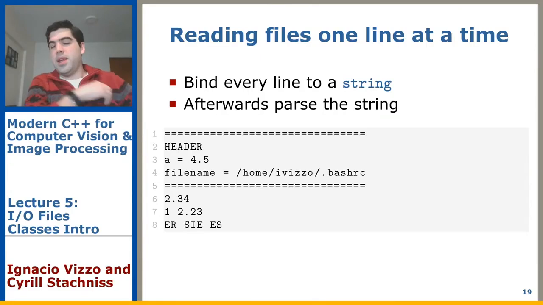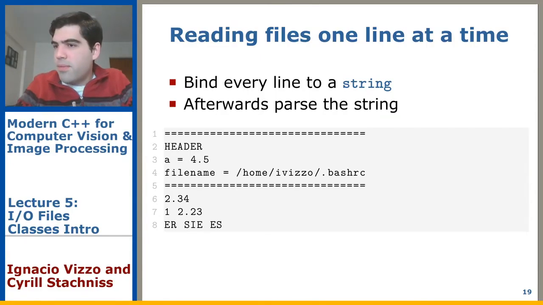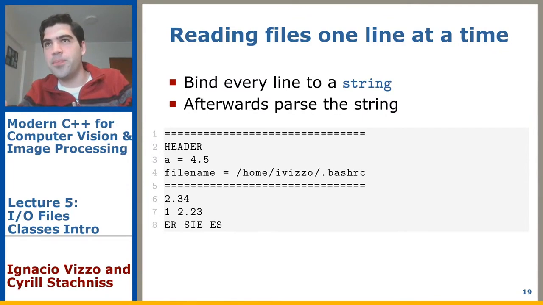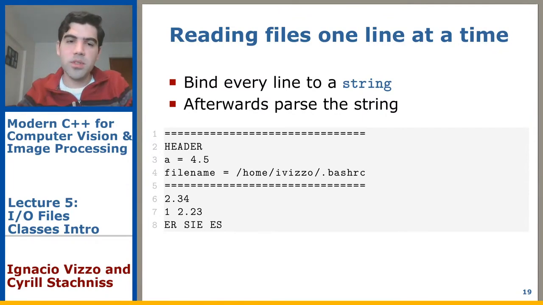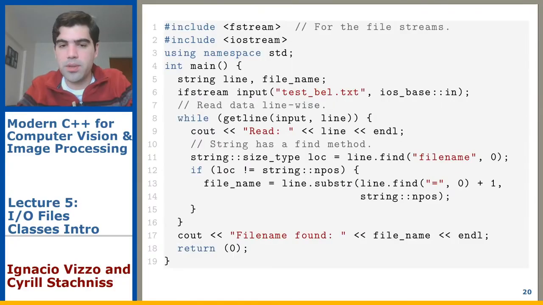But let's say that you don't have the format or it's not really structured, like you don't always have the same lines. Then you will do it using the getline function. So this is, for example, another file you want to read. And this is the source code on how to read this file. Basically you will get this line and populate a string. Ideally, you can try this example at home.